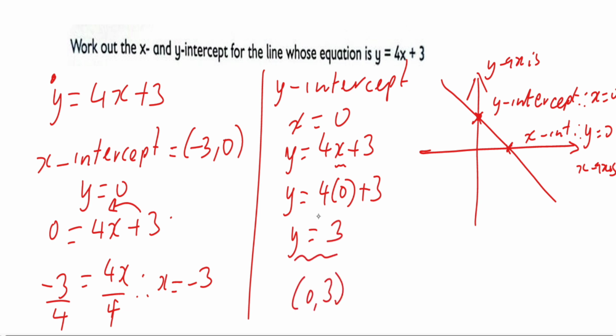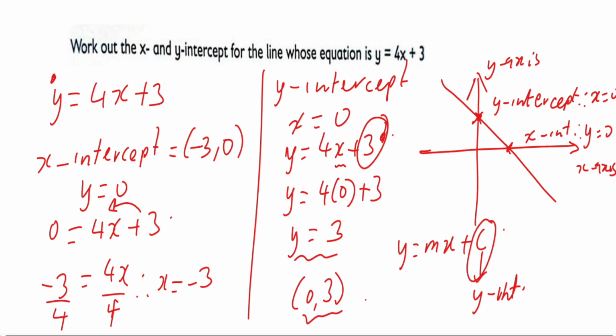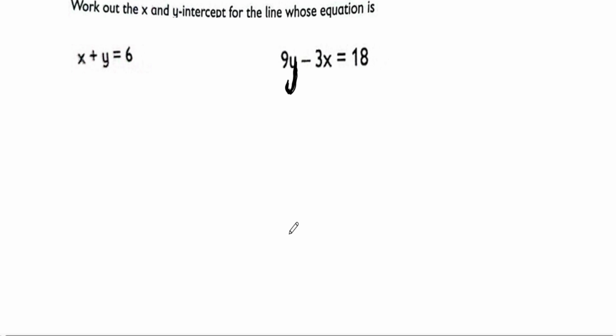But now, I think you remember that we said if your equation is in the form of y equals mx plus c, our c is always the y-intercept. So since this is 3, obviously our y-intercept is 0, 3. So that's the easiest way of getting our y-intercept. But for the x-intercept, you need to replace the y with 0 and find out the value of x itself. But for the y-intercept, once you write it in the form of y equals mx plus c, your c basically becomes your y-intercept.